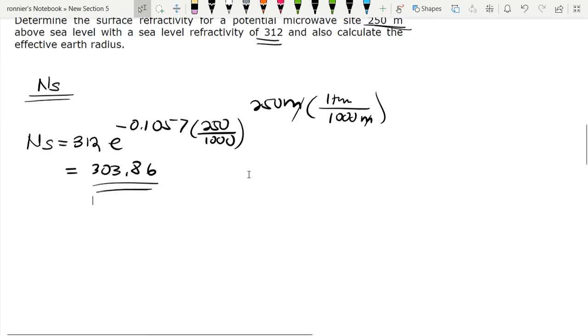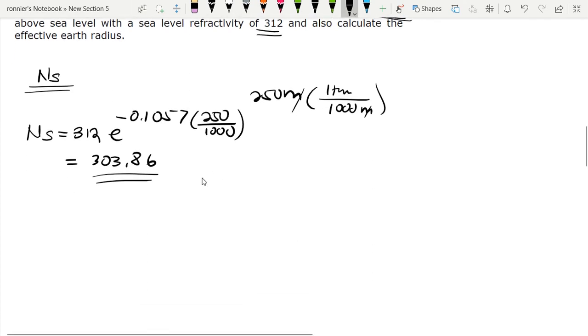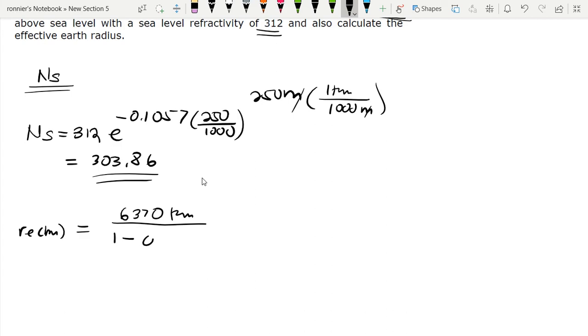So, makukuha na natin yung effective Earth's radius. So, effective Earth's radius in kilometer is equals to 6,370 kilometer. O, pwede nyo na hindi ilagay yung kilometer. Divided by 1 minus 0.04665 e to the 0.005577 Ns. Lagay ko na dito yung Ns, 303.86. So, compute natin si RE.